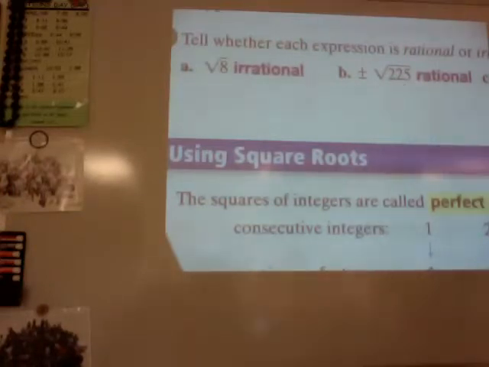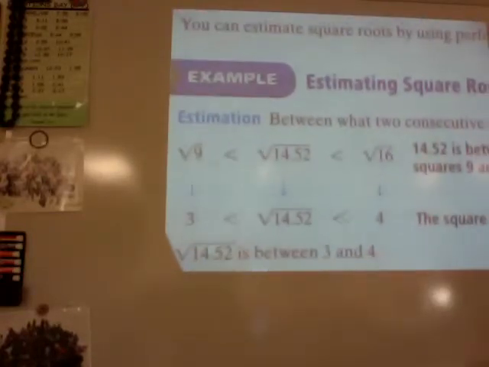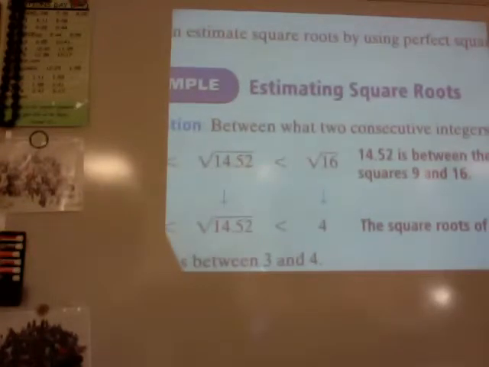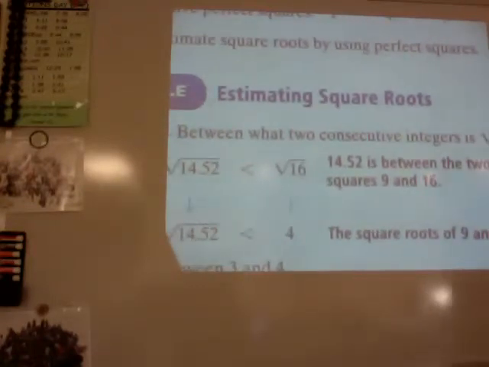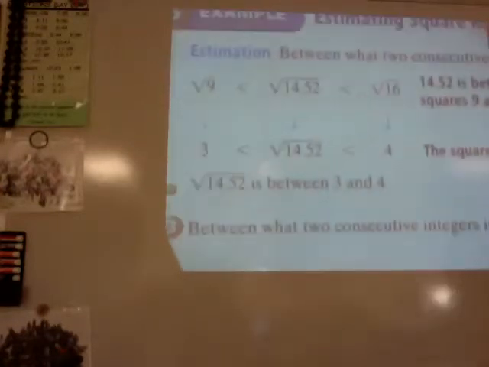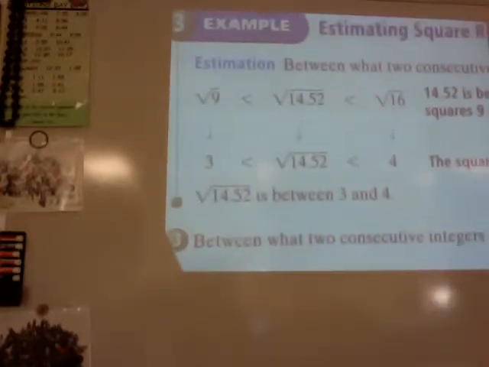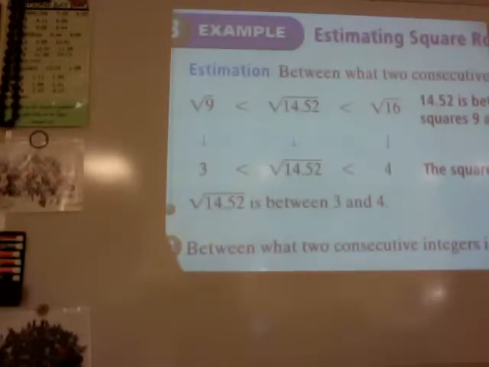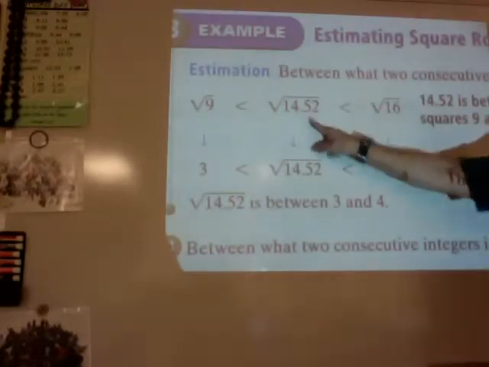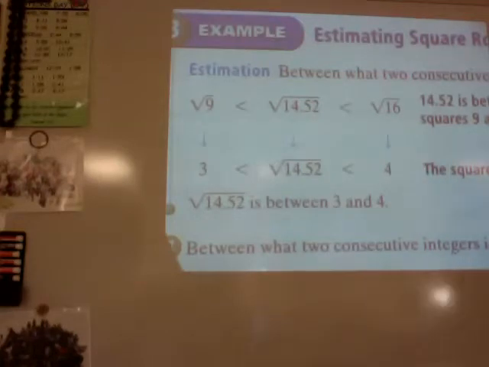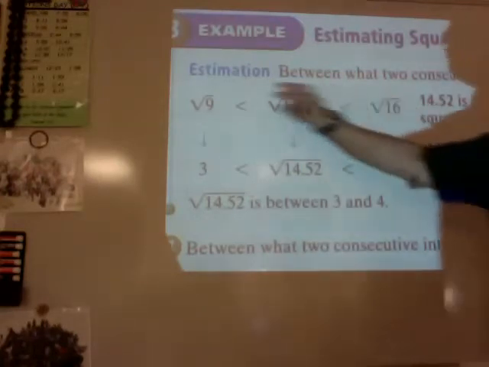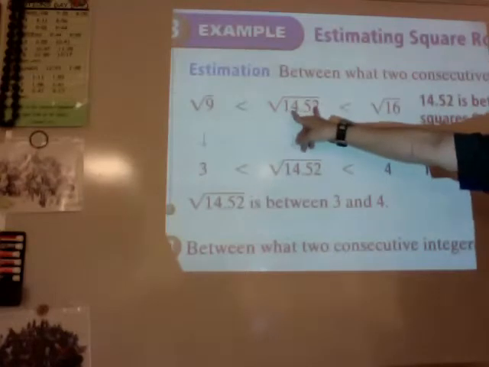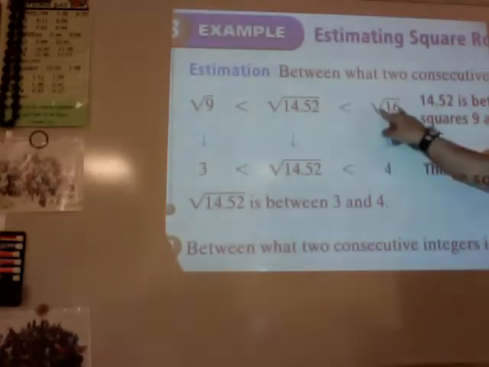Good. Okay, learning target number 3, estimating square roots. The way the book will ask it is, between what two consecutive integers is a square root? So for example, they give you, between what two consecutive integers is the square root of 14.52. What you want to do is look for the perfect square that's either right above it or right below it. In this case, I know a perfect square right next to radical 14 is radical 16, because the square root is 4.